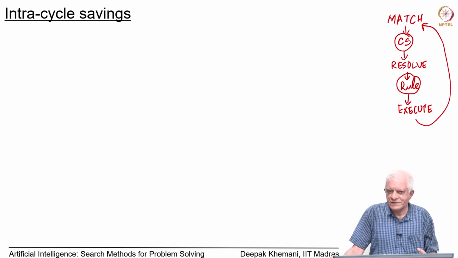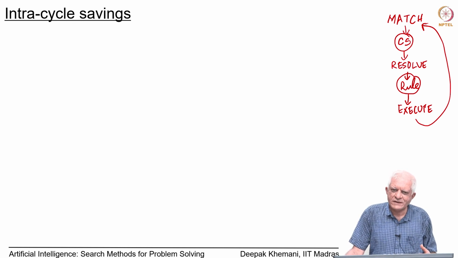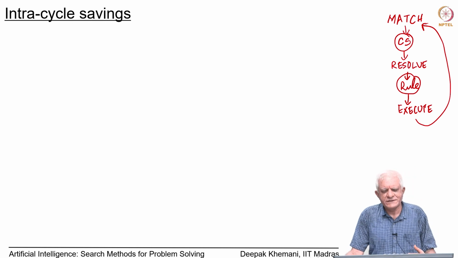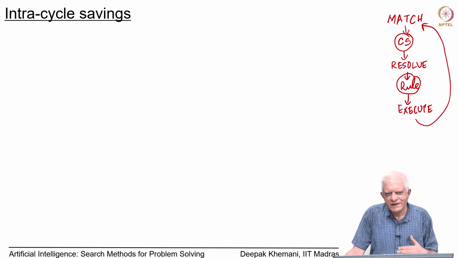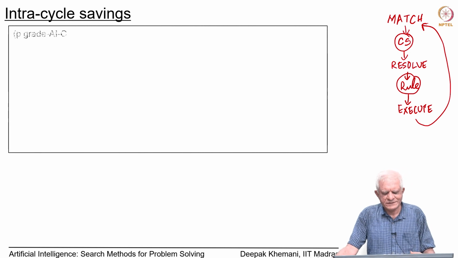In every cycle you match all the rules with all the data, pick one rule, execute it, make the changes that you want to make in the working memory, and go back and do match again. So, there are two kinds of savings that we can think of doing here. One is savings within the cycle itself, which we will call intra-cycle savings, and the second is savings across cycles, which means from one cycle to the next, what is it that we can carry forward so that we have to do less processing. So, let us first start with intra-cycle savings, and we will go back to our simple examples.